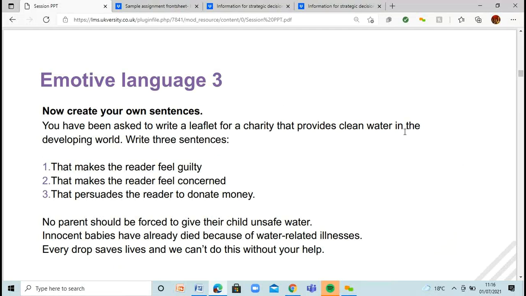There you go. So, emotive language number 3. We're going to create your own sentences here. You've been asked to write a leaflet for a charity that provides clean water in the developing world. I want you to think of 3 sentences. This is about a charity that wants to give clean water in places that don't have clean water. Can you think of a sentence that will make somebody feel guilty so that they will give money to the charity so that they can create water wells?